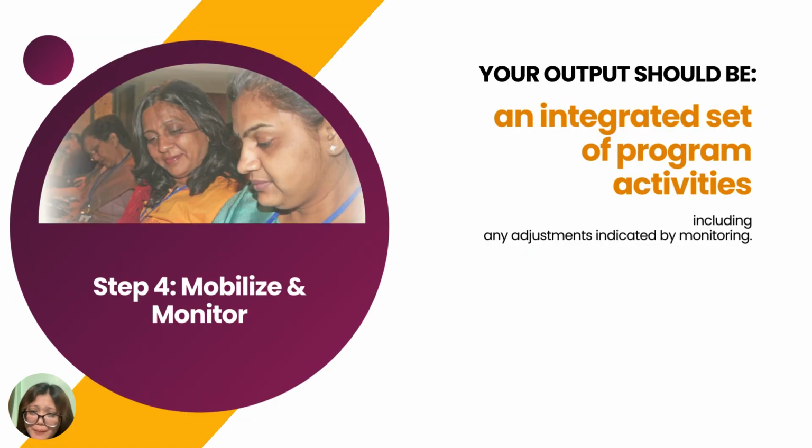The result of step number four is basically a cohesive set of program activities which may include any modification plan suggested by the monitoring process. So basically, this means that after monitoring the progress of any program, any necessary adjustments are incorporated into the ongoing activities to ensure that they remain effective and align with the program's goals.